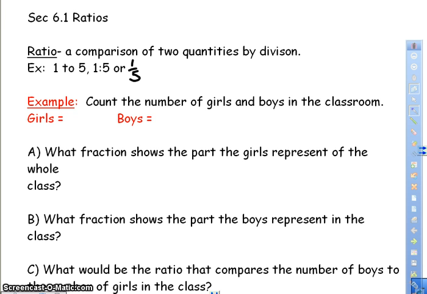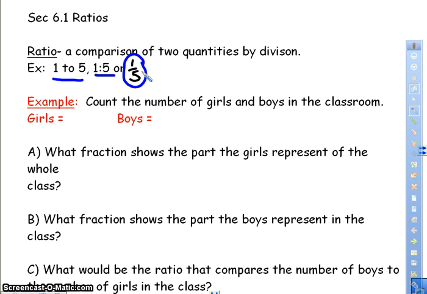Okay, a ratio is a comparison of two quantities by division, and you will see that ratios are written in three different ways. So we can say 1 to 5, that's a ratio. You also would say 1:5, with the colon in between, or 1/5. You're going to notice that we are going to be writing everything as a fraction.